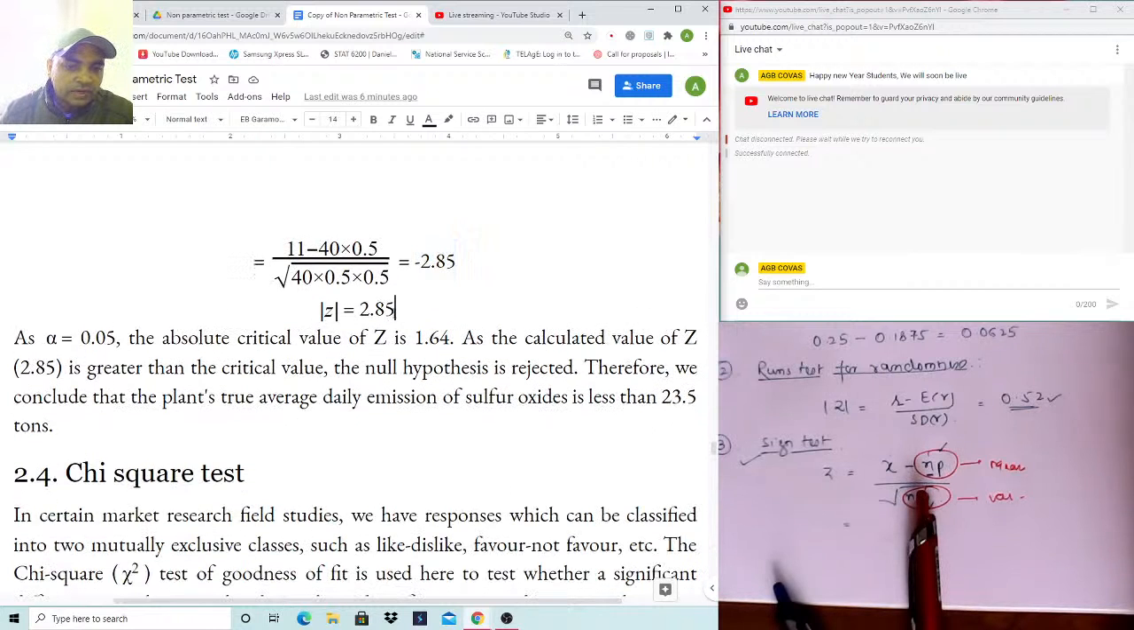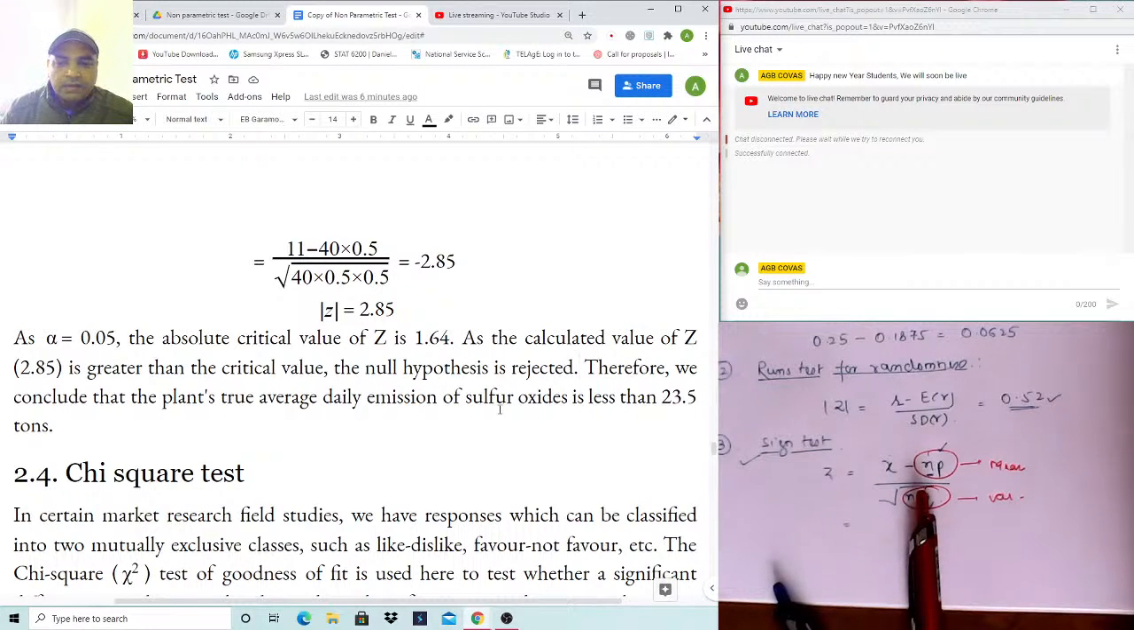So the absolute value of this is 2.85, and the absolute critical value of Z is 1.64 here. As the calculated value of Z, 2.85, is greater than the critical value, the null hypothesis is rejected. Therefore we conclude that the plant's true average daily emission of sulfur oxide is less than 23.5 and not equal to 23.5. So this is how we can apply the sign test.